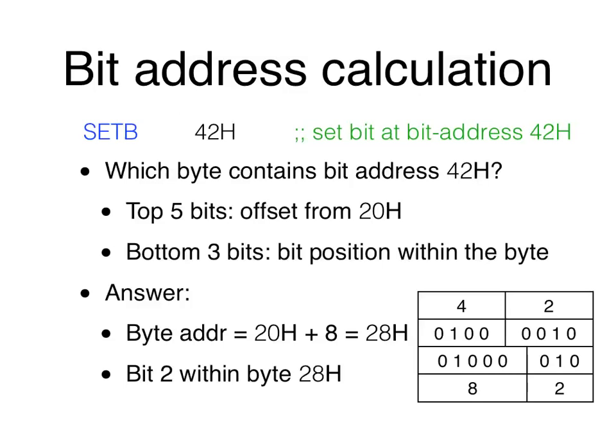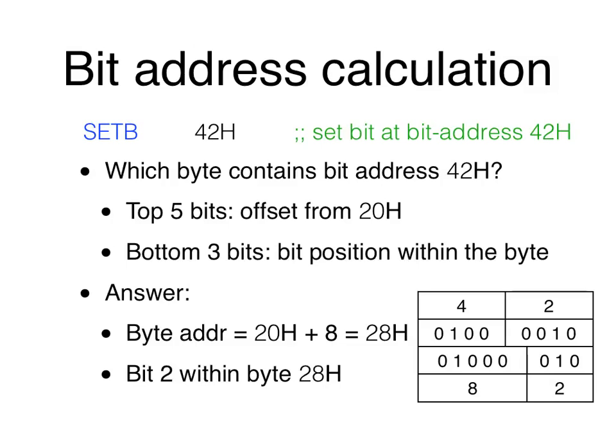Okay, well this is just an example of reverse calculation. But this part basically says, okay, I have bit address 42. How do I map it back to byte? How do I know which byte and which bit? Oh, so that's a simple exercise.